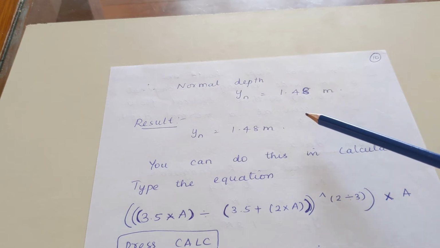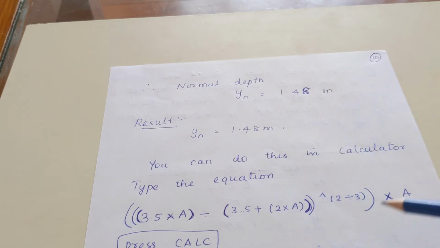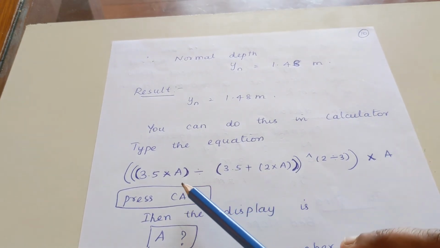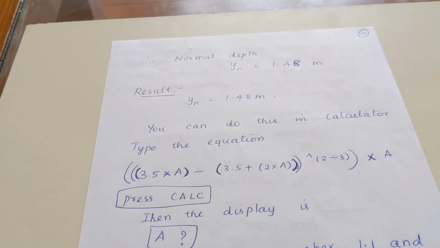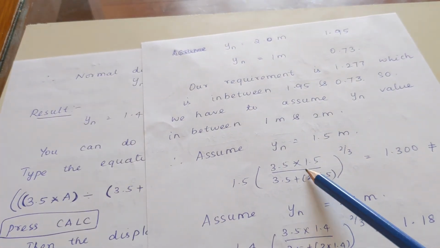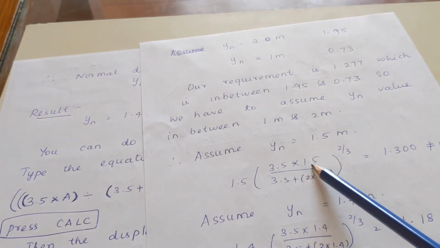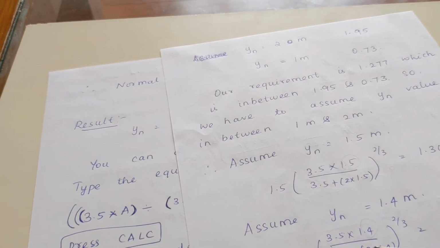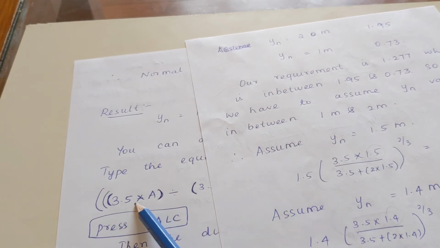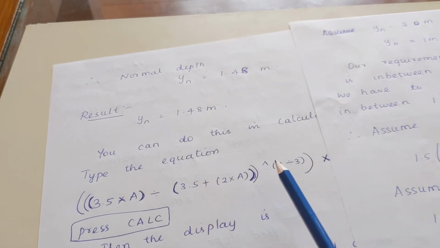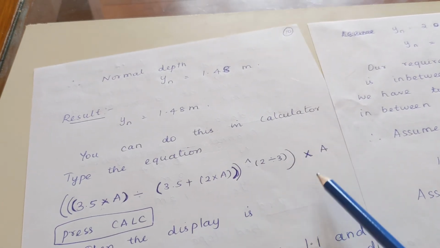Instead of writing all like this, you can do it easily in the calculator by typing the equation as such. That is 3.5 into A. This is our equation. 3.5 into this is the value, 1.5, 1.4, 1.45. This is changing, so you can take that as a variable. So 3.5 into A divided by 3.5 plus 2A, the whole power 2 by 3, into A.